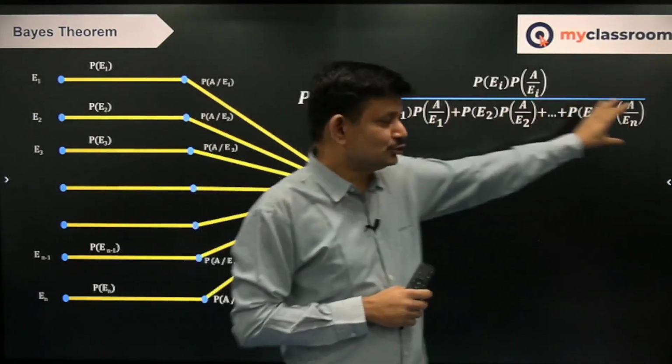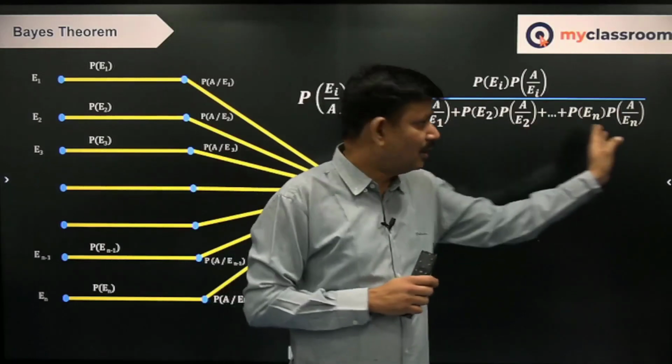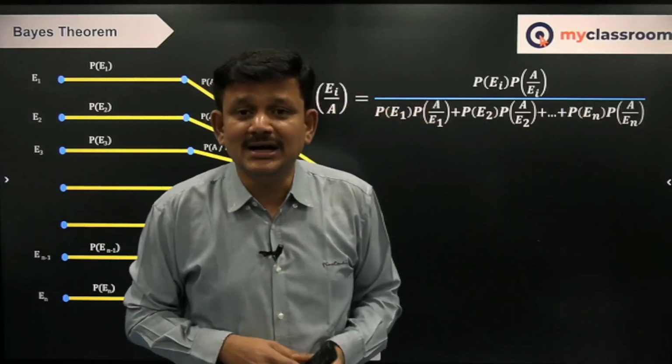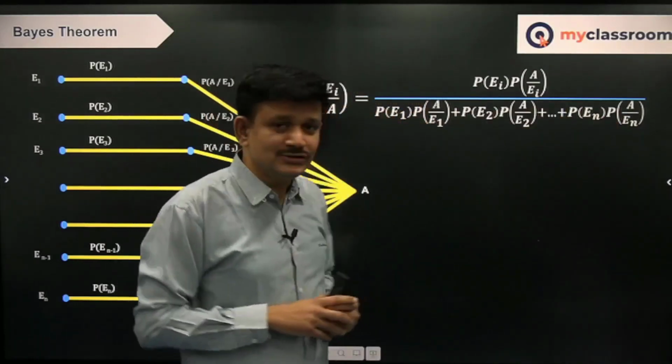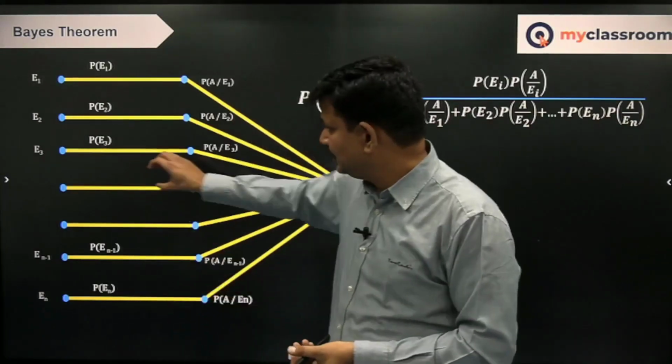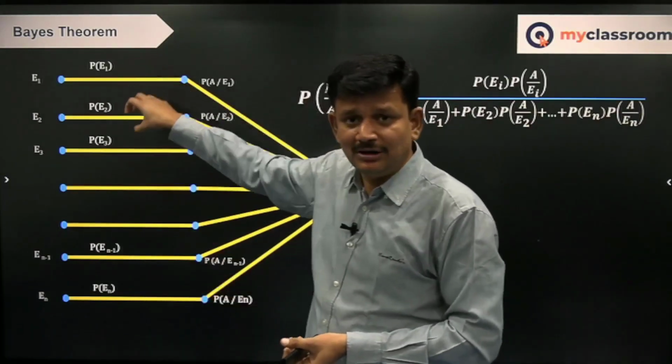This is by your total probability theorem. We have listed down all the cases. Now what is it that I want to see? I want to see whether the accident has occurred on E1 or E2 or E3.